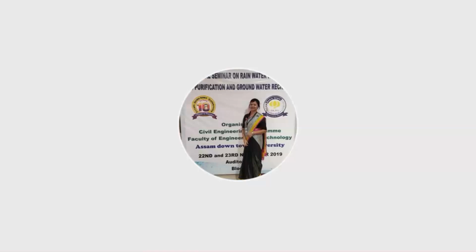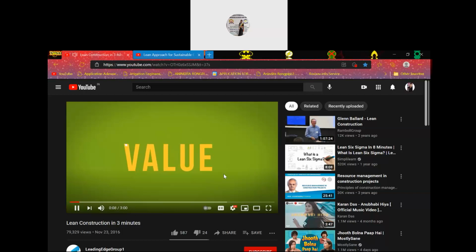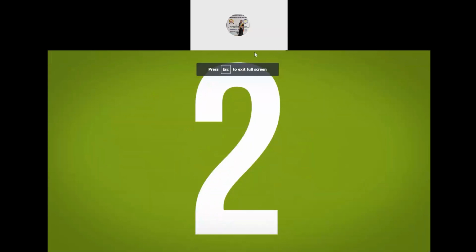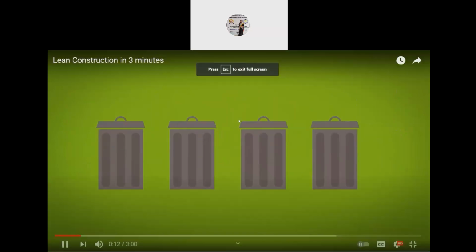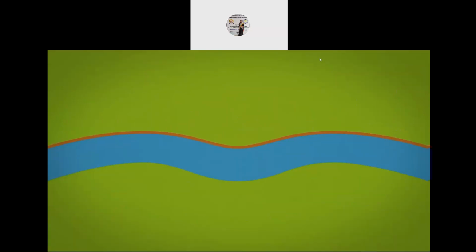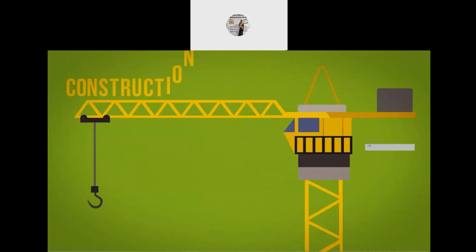Construction in 3 minutes. What is lean? Lean is a system involving the continuing transformation of waste into value from the customer's perspective. It focuses on two linked steps: the continuous elimination of waste and the creation and flow of value, without interruption. Lean construction is improving the construction process to profitably deliver what the customer needs.